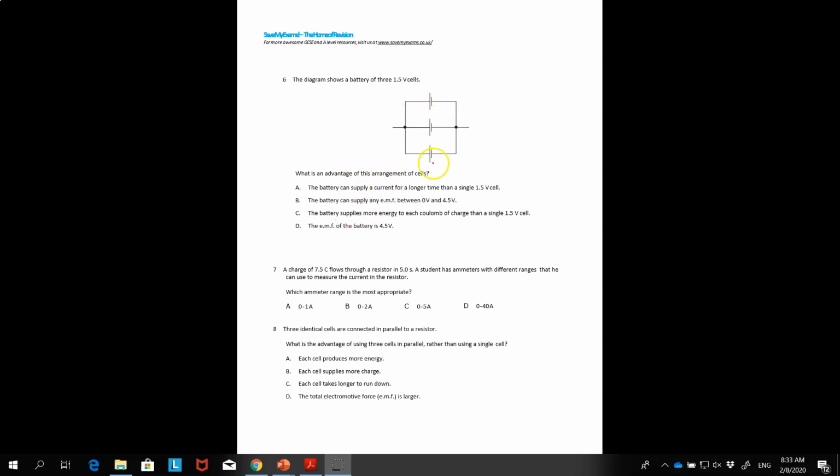It is about parallel cells. What is the advantage? It lasts longer. What is the advantage? Lasts longer, so a longer time.